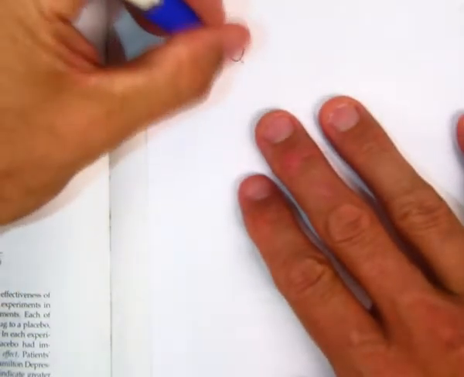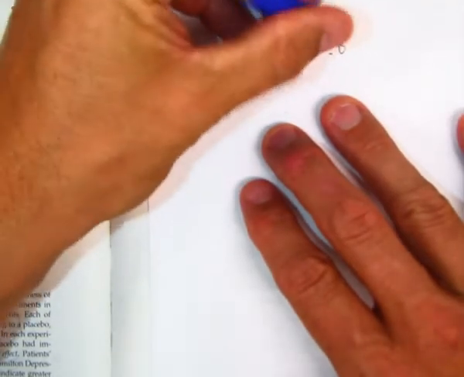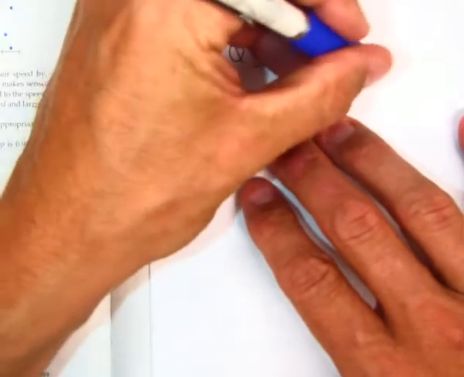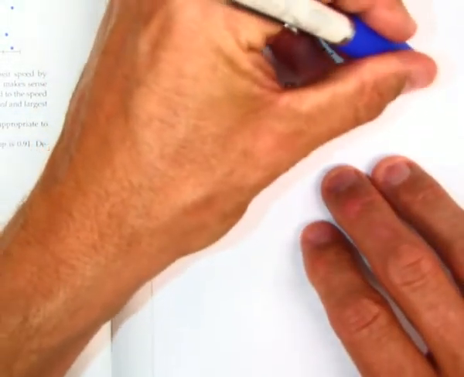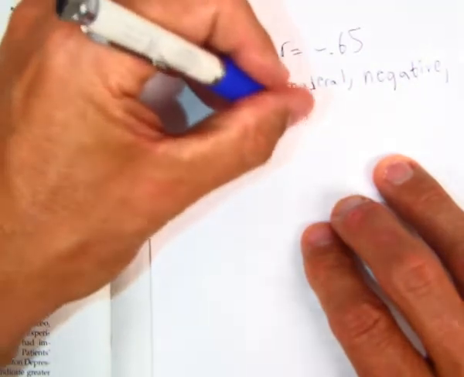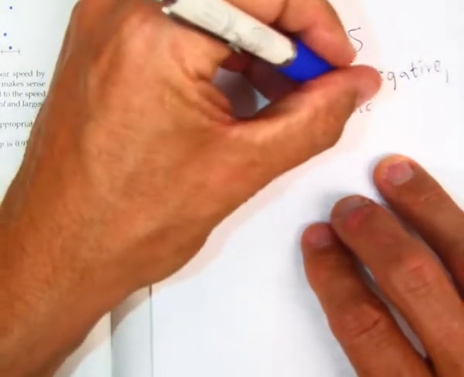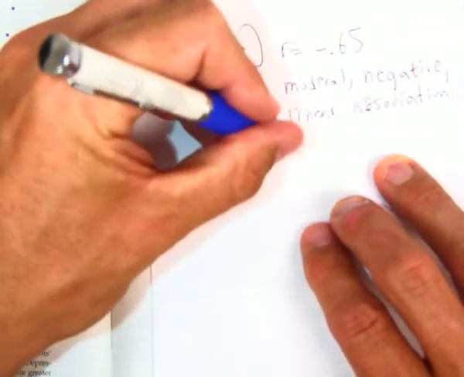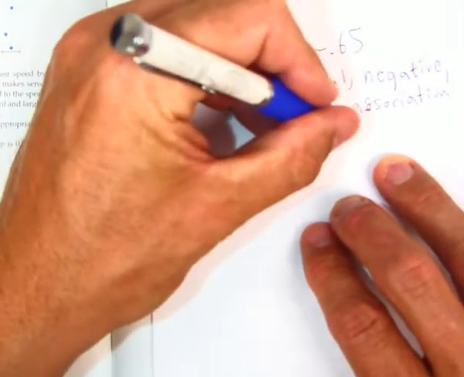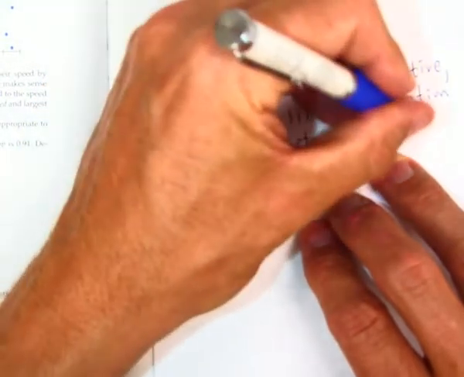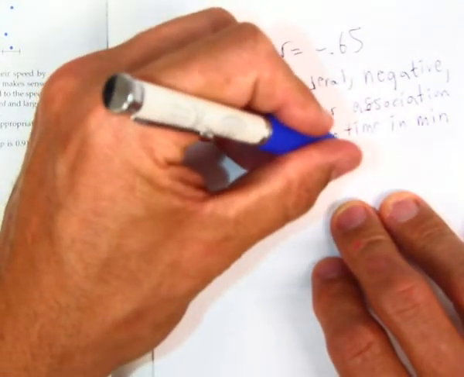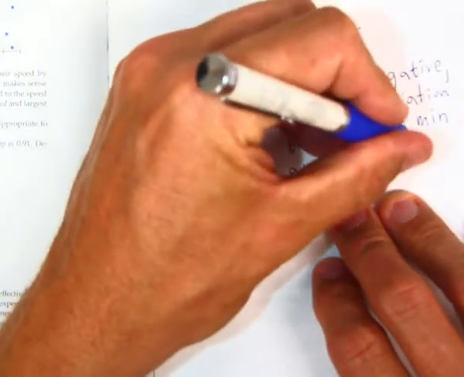So for A, R equals -0.65, a moderate, negative, linear association between time in minutes and calories consumed.